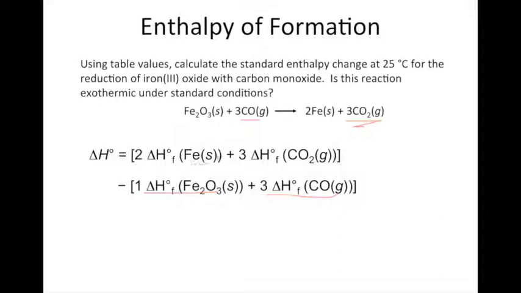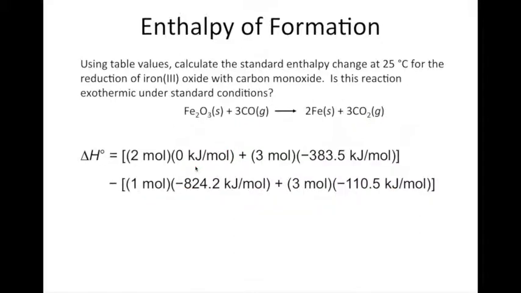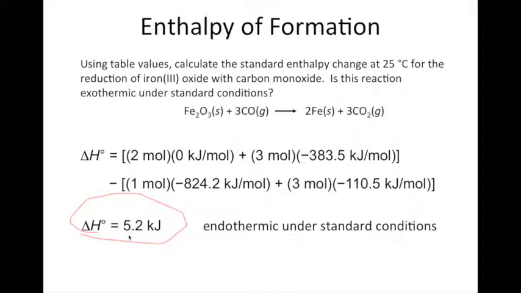Now, hopefully you recognize that iron, Fe, that's the elemental form, so its enthalpy of formation will be 0. The other values we get from our table, plug them in. Again, very carefully pay attention to your numbers, your units, your sig figs do matter. And if we calculate this correctly, we should get a standard enthalpy change for this reaction of 5.2 kilojoules. So we would say this reaction would be endothermic under these standard conditions. So please be sure you understand what enthalpy of formation is and how to calculate the enthalpy change, the standard enthalpy change for a reaction using the enthalpy of formation values.